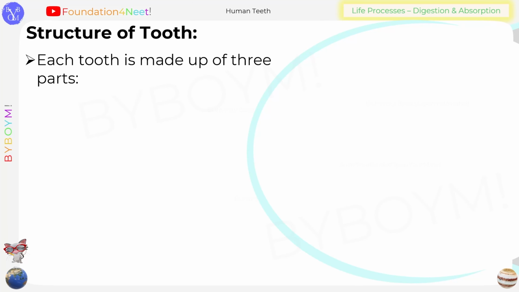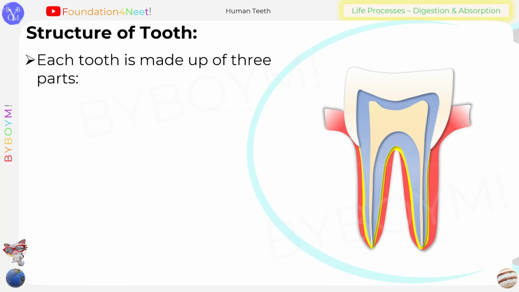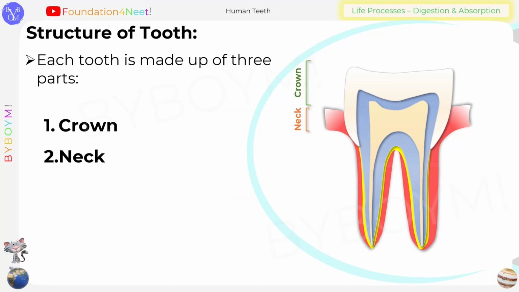So now looking at the structure of a tooth, what is the tooth made up of? It is broadly speaking made up of three different parts. And what are these three different parts? The first and foremost is the crown. The crown is the part of the tooth that is exposed. That is the part you see. The next region is a narrow portion at the gum line, that is your neck. The third is the part of the tooth that is embedded in the jawbone, and this is your root.